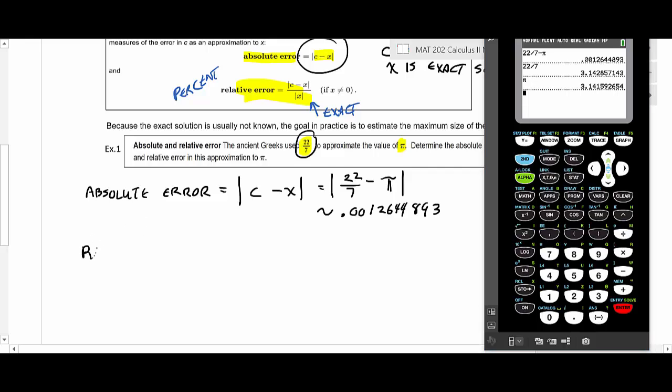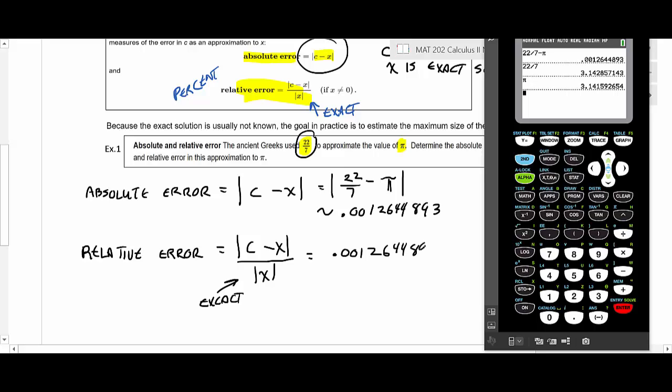Okay, next thing we're going to do is the relative error. And this is where we get a percentage. So what we do on this is we take the C minus X that we've already calculated, and then you compare that to the exact value. Okay, so you're always comparing it to whatever the exact value is. So what we'll do with this one is take the 0.0012644893, and then divide it by pi, and then use a percentage on that.